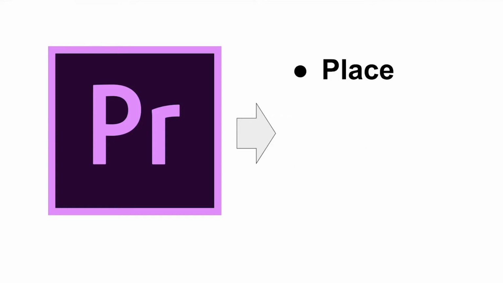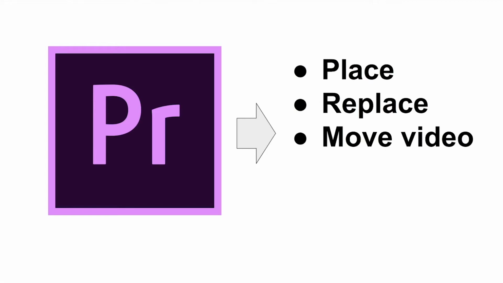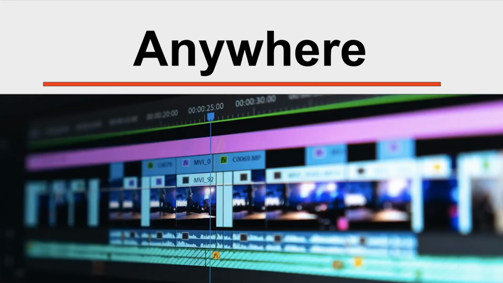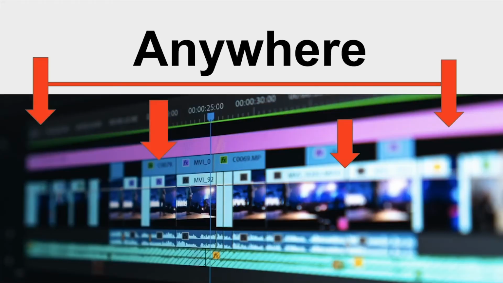Premiere Pro allows you to place, replace, and move video, audio, and images anywhere you want in your final edited work. You don't need to make adjustments in any particular order. You can change any part of your editing project at any time. And that's the nonlinear part of an NLE.